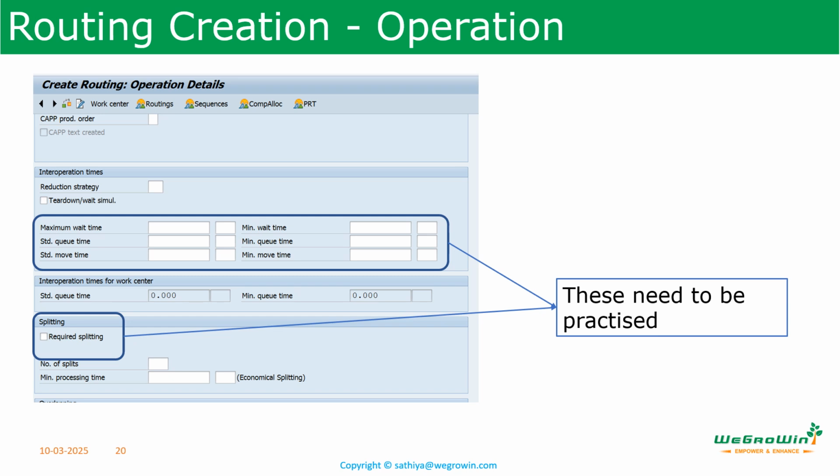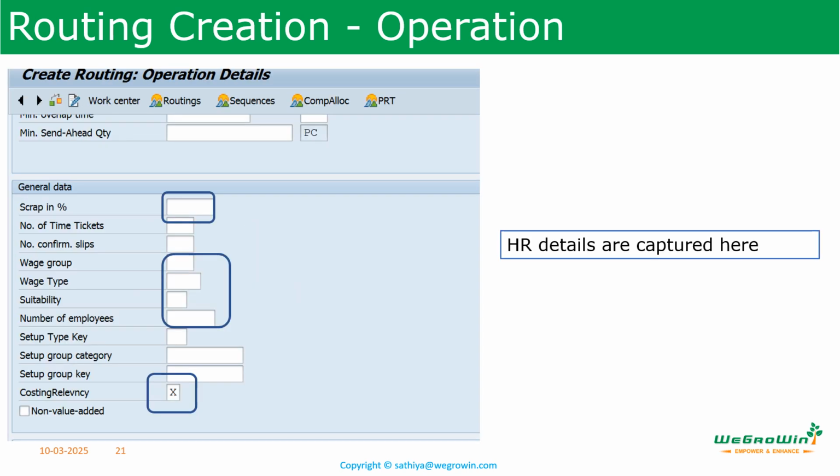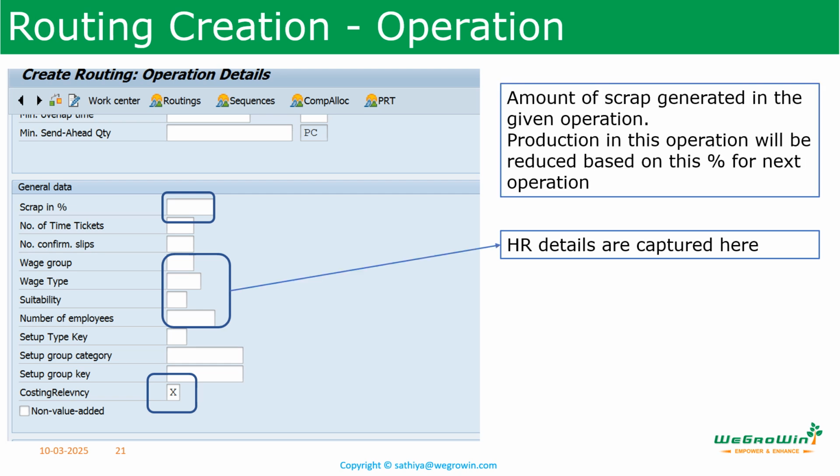Right. So next, further scrolling down, we are seeing the general data here. In this general data screen, we are seeing various details. What are the details we see? Like scrap in percentage. What is the scrap in percentage? This is the amount of scrap that is generated for the operation. So the production in this operation will be reduced based on the percentage of scrap here. For example, 5% scrap means 5% of the quantity will be reduced. Again, I suggest you please enter some details here and practice how this works when you create a production order, when you confirm the order, when you plan the order. During planning, during production, during confirmation, you need to check what is happening.